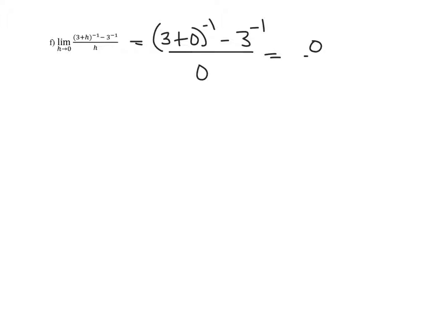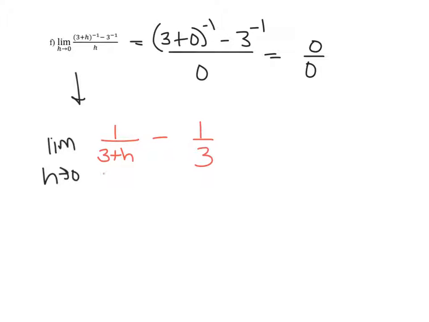And unfortunately, you get 0 over 0 again. So I'm going to rewrite this thing. This one is a little tricky, but it's not too bad. If you remember, a negative exponent brings something to the denominator. So really, my first thing is just 1 over 3 plus h. And then my second thing is subtracting 1 over 3, because a negative exponent brings it to the denominator.